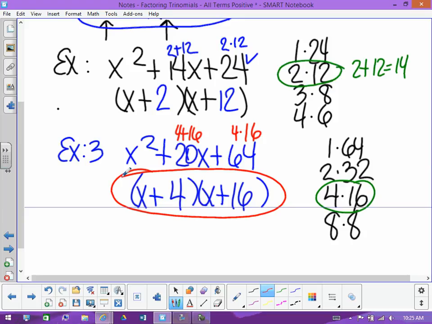The process that you're using: find the factors, see which one adds to the middle. Same thing every time. As long as this number in the front is just x squared, that's all we have to worry about. Okay, if that's different, we have a little bit more involved. But right now, all we're looking for is that last number.